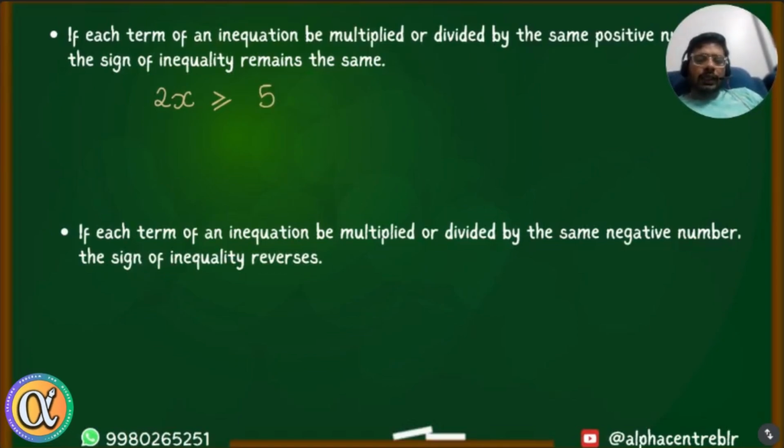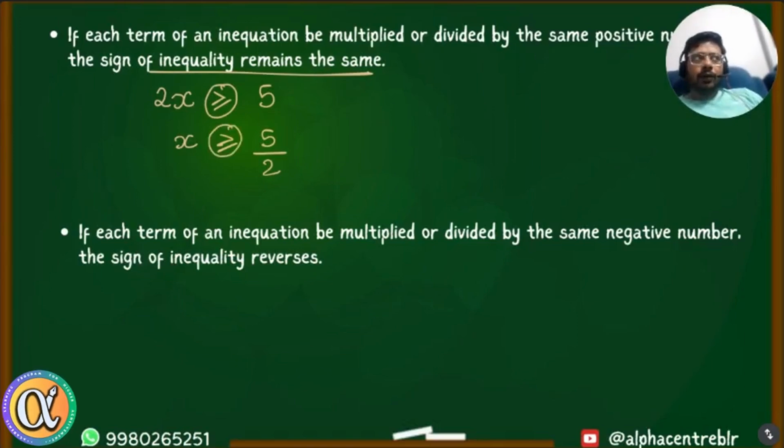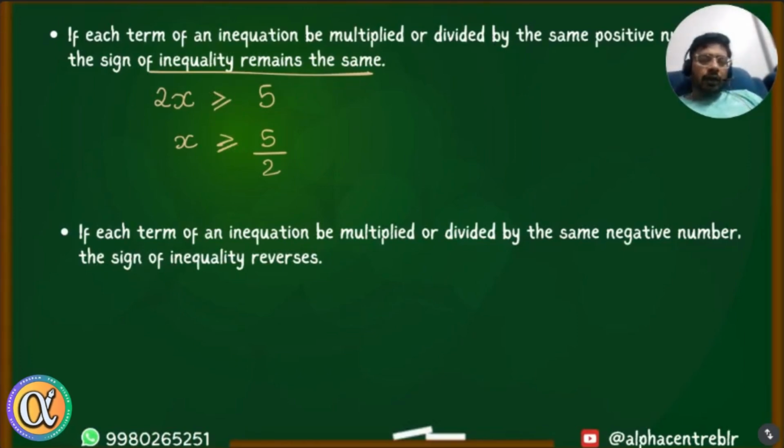So if we divide both sides of the inequality by 2, on this side we get x greater than or equal to 5 by 2. So the inequality remains the same. Inequality remains the same means there is no change in this symbol, greater than or equal to. Greater than or equal to remains as greater than or equal to. Means 2x greater than or equal to 5 implies that x is greater than or equal to 5 by 2. The rule is only applicable when you divide or multiply by a positive number. This rule is not applicable for a negative number.